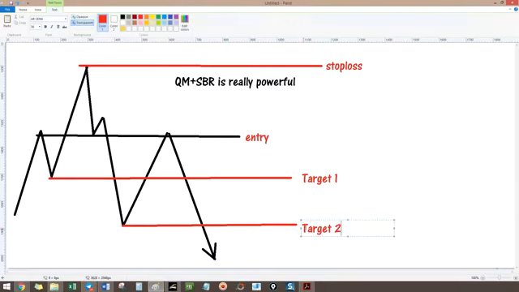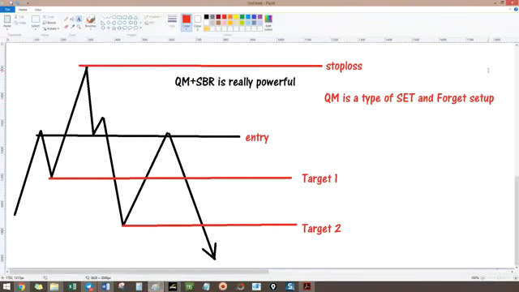So QM is a type of set and forget setup. You can set and forget if you are working an ordinary job other than trading. You can use this set and forget.